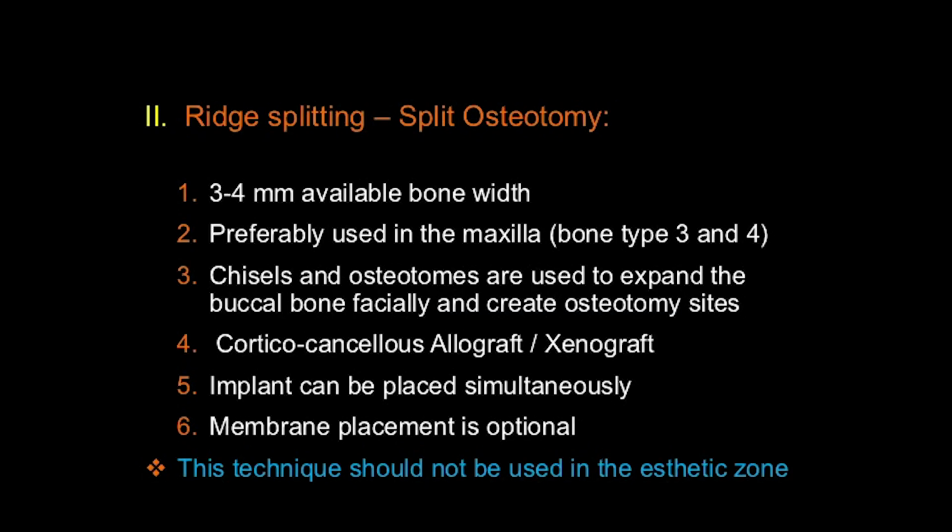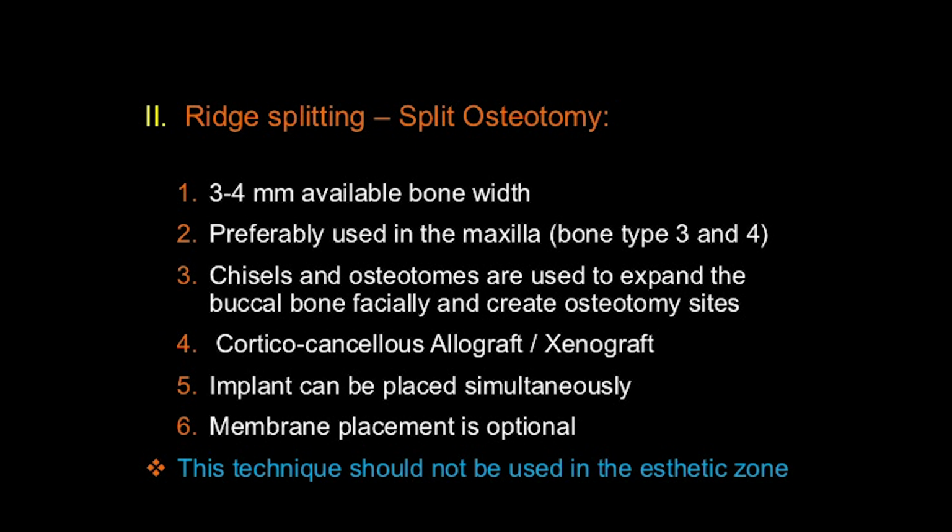Second technique for augmentation, we call it ridge splitting or split osteotomy. If you have 3 to 4 millimeter of available bone width, it's preferred to use what's called ridge splitting. It's preferably used in the maxilla where the bone is type 3 or 4. The chisel and the osteotome are used to expand the buccal bone facially and create an osteotomy site. Corticocancellous allograft or xenograft is used in a sandwiching technique to fill the site where the bone ridge was split.